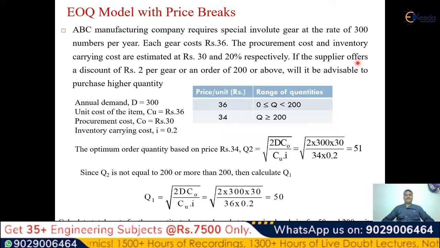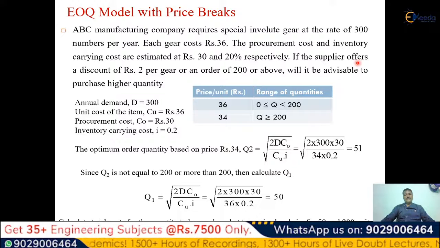for the carrying cost. Now, if the supplier offers a discount of rupees 2 per gear on an order of 200 or above, will it be advisable to purchase higher quantities? In this problem, we will be able to identify how much quantity, if we procure, will be of benefit. Since the annual demand is 300 and the unit cost is rupees 36 and the procurement cost is rupees 30 and the inventory cost is 20 percent, which is 0.2.